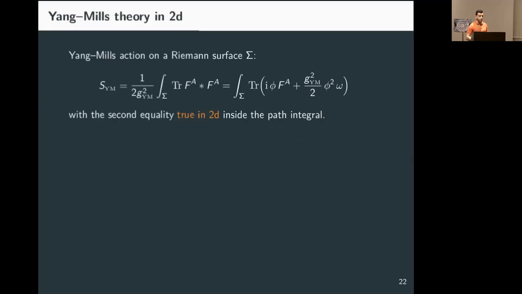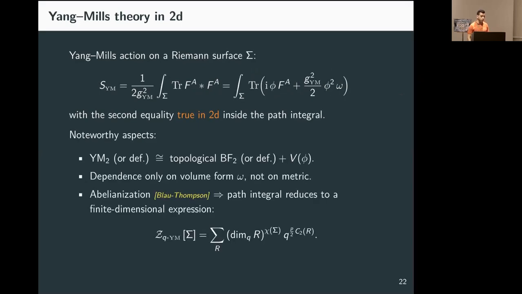So let me start with a very brief review of Yang-Mills theory. I know most of you know it very well, but just to put everyone on the same level. So we start with the Yang-Mills action. In 2D, we put it on our Riemann surface sigma. So we have the usual Yang-Mills action, but in 2D, we can write this in this equivalent form, which is true in 2D once we exponentiate the action and plug this inside a path integral, because in 2D, the Hodge dual of a 2-form is just a scalar, so we can write this equivalently.